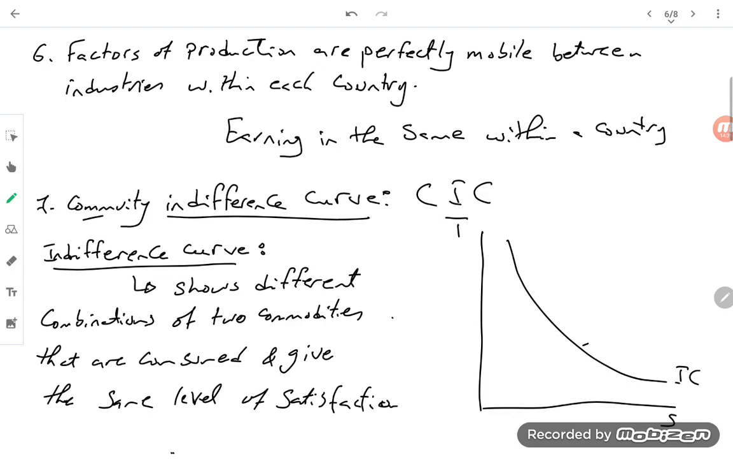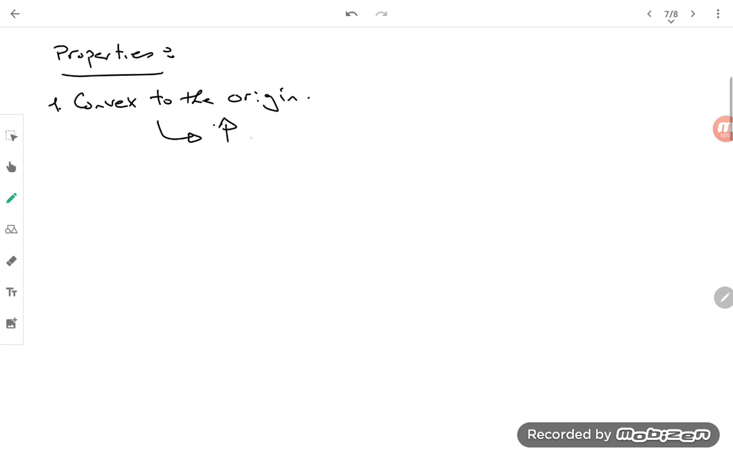What are the main properties of indifference curves? Number 1, convex to the origin, which means the more you have of one good, the less you value the next unit.